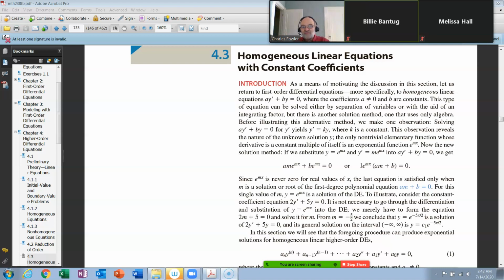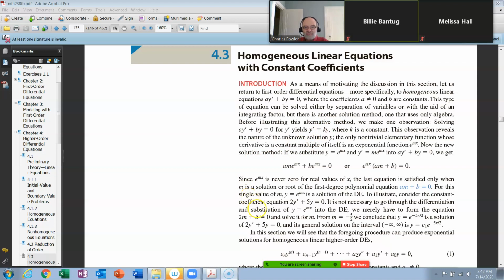So since it doesn't, we can solve this by dividing both sides by e to the mx, because it's not 0, and now you have am plus b is equal to 0. Hey, I can solve that. m would have to be minus b over a, which is exactly what we set up here the k was.